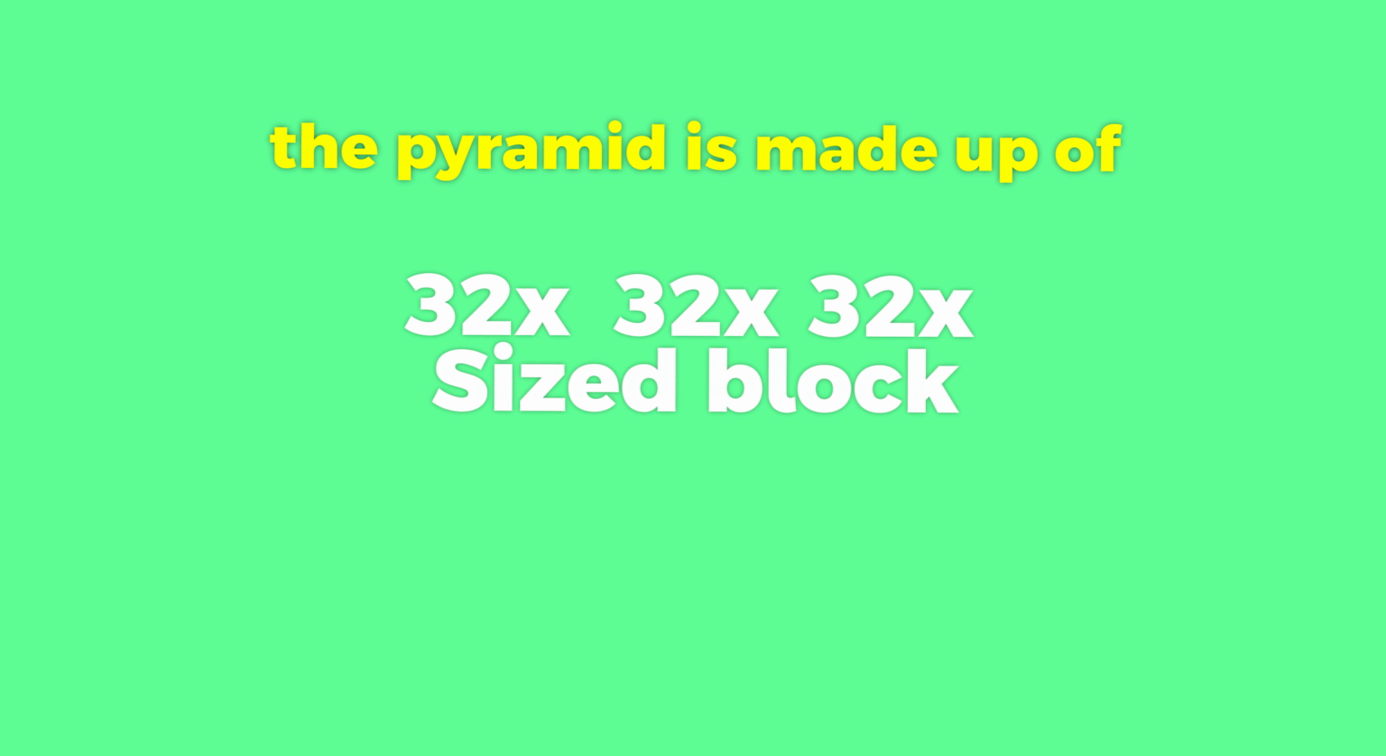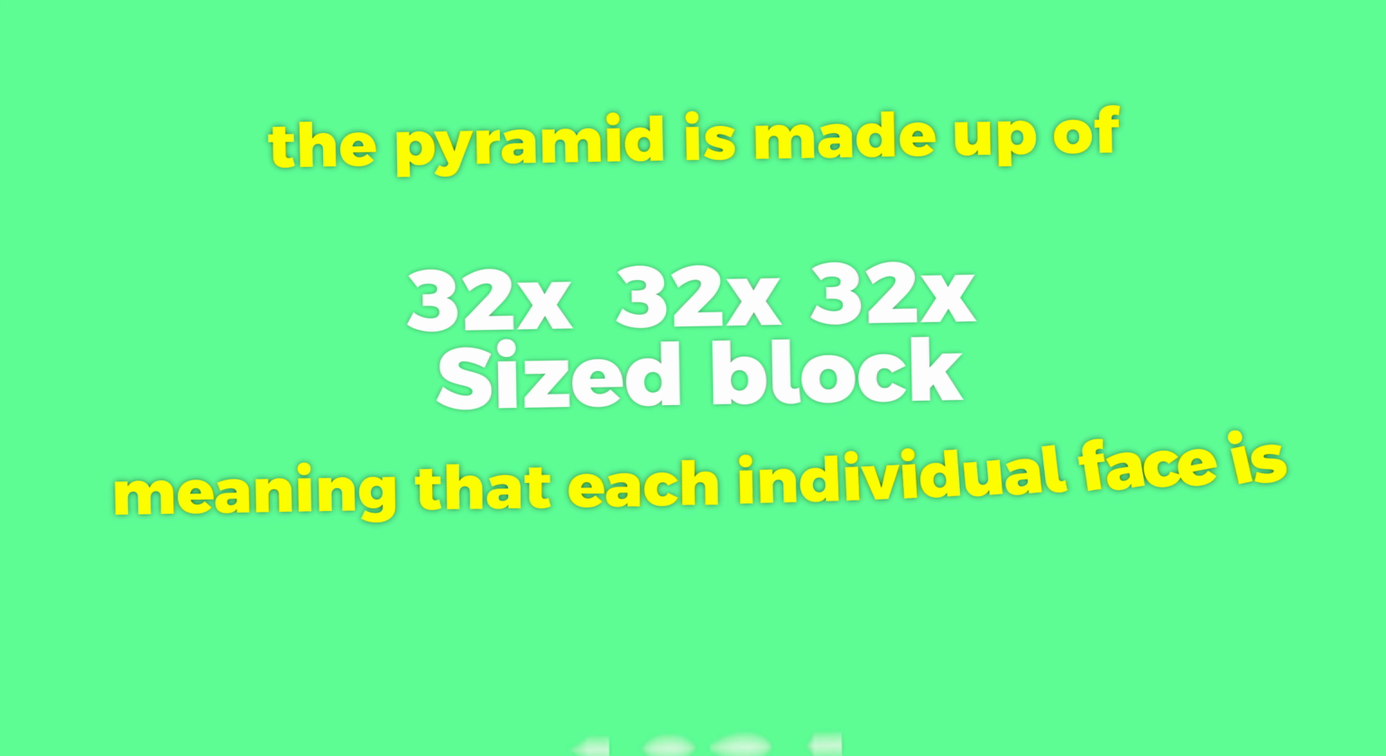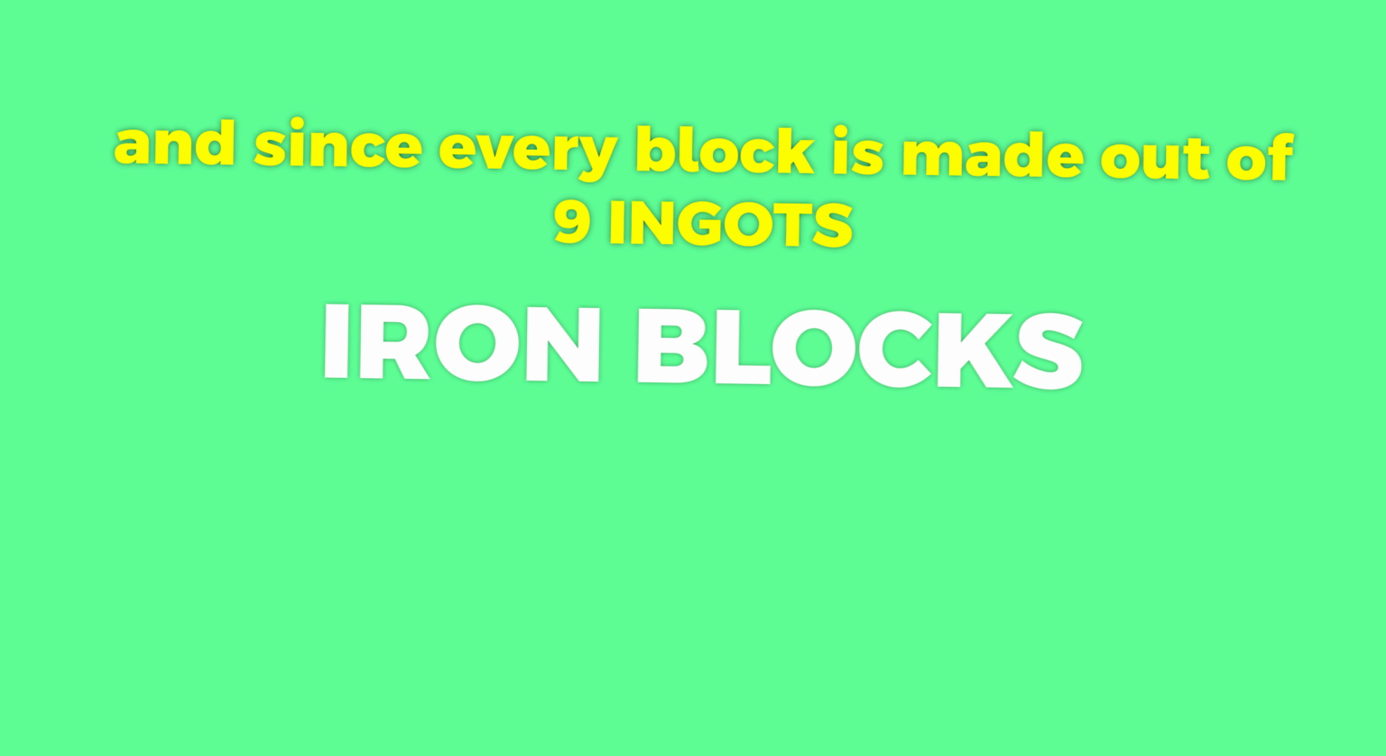The pyramid is made up of a 32 by 32 by 32 size block, meaning that each individual face is 1,024 iron blocks. And since each block is made up of 9 ingots, And now here's mine.